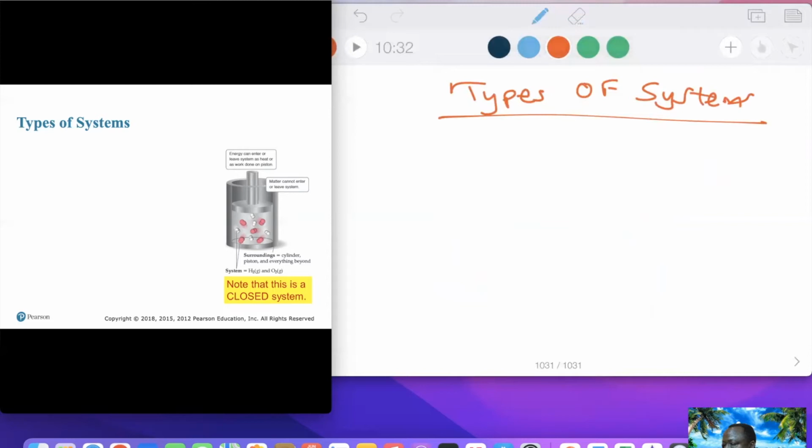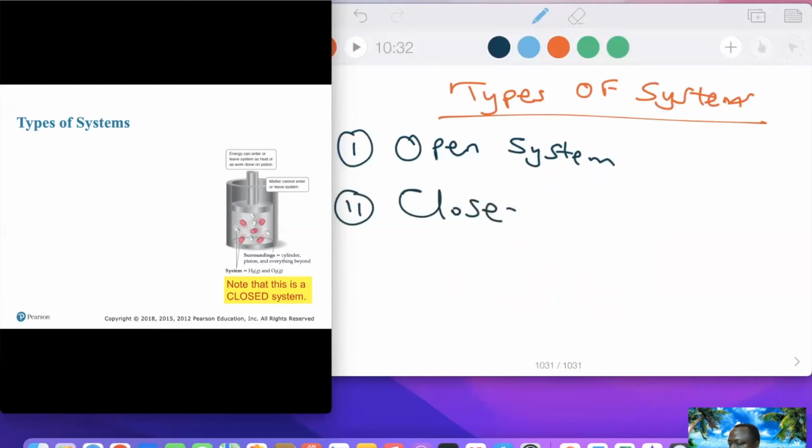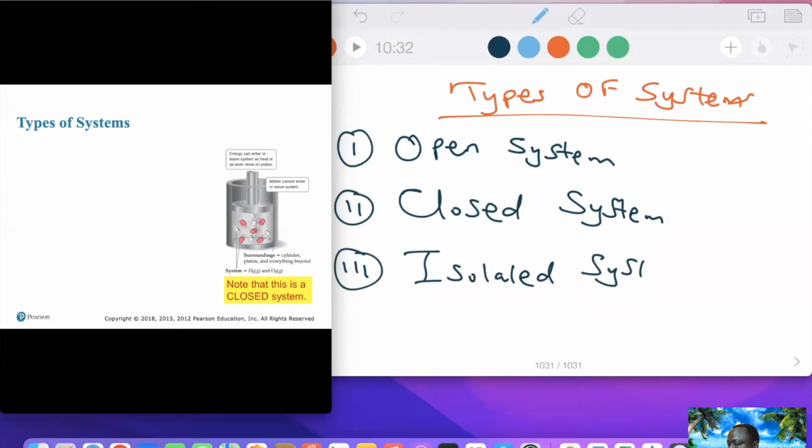One, there is the open system. There is the closed system, and there is the isolated system.